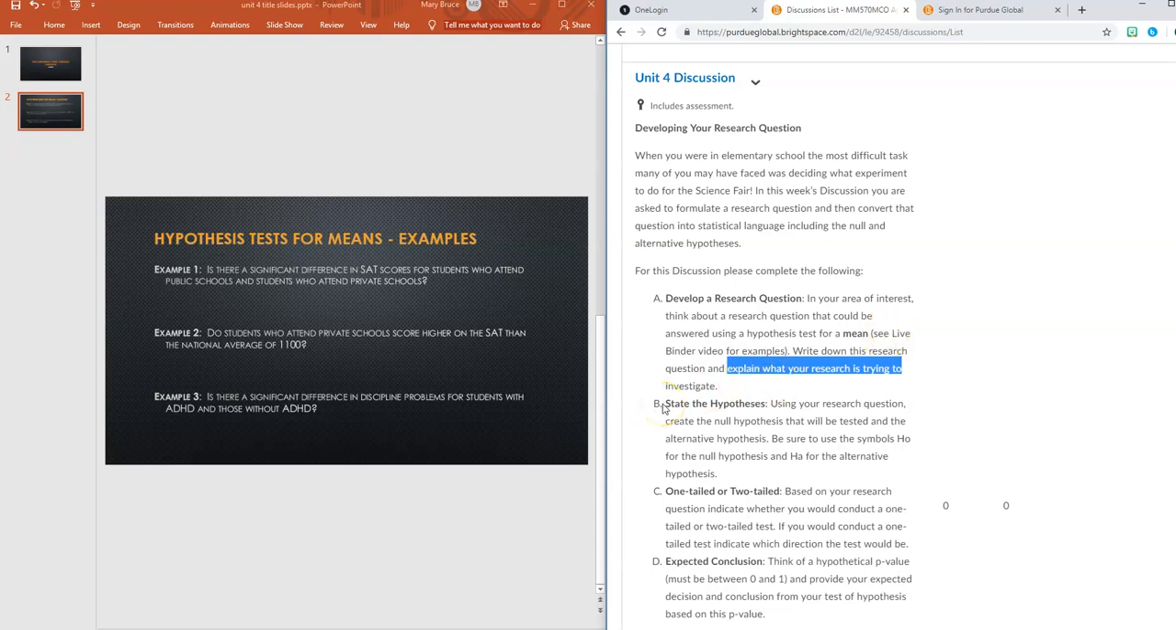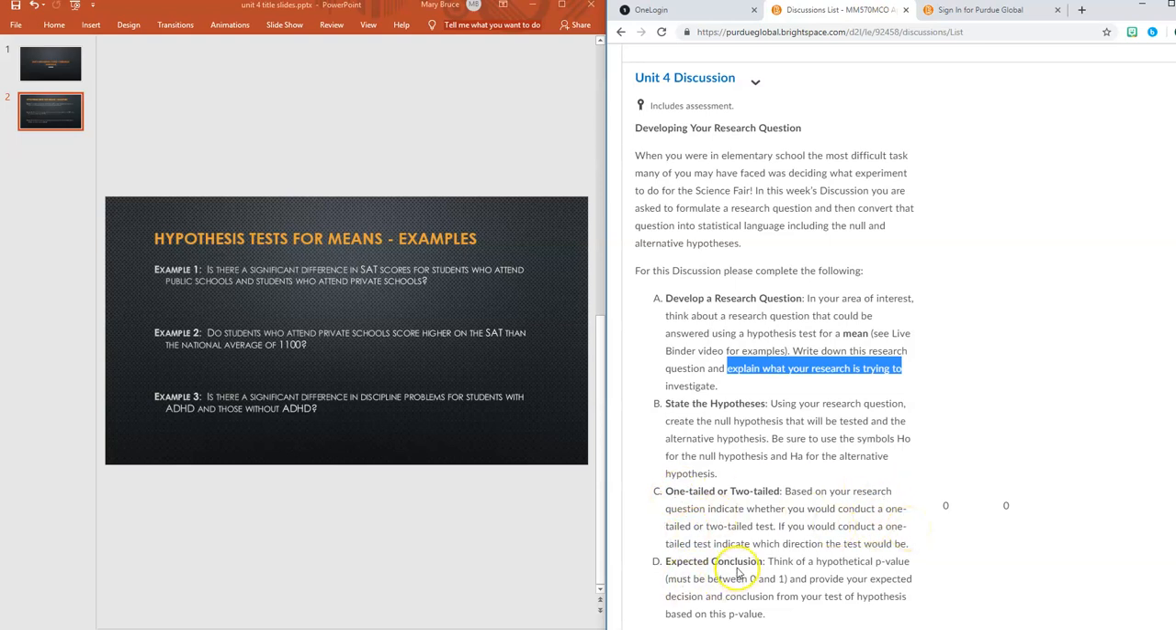So as you'll learn this week in Unit 4, you will be learning how to do a null hypothesis and the alternative hypothesis. In one hypothesis test, you need both the null hypothesis and the alternative hypothesis. Then we're going to talk about whether your hypothesis test is one-tailed or two-tailed.